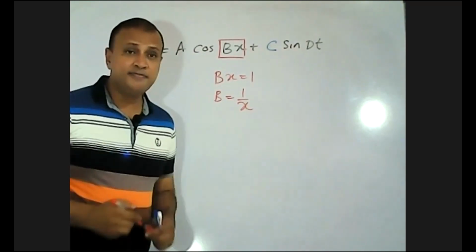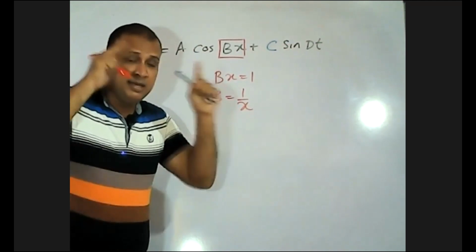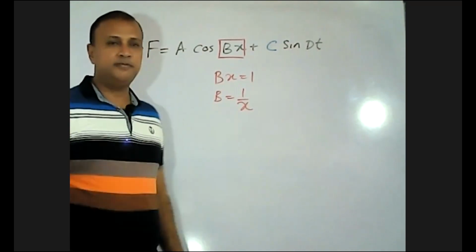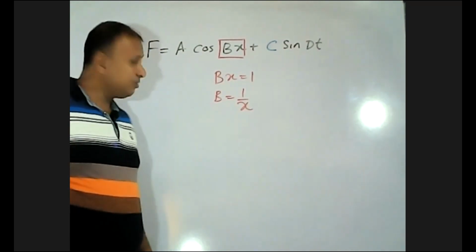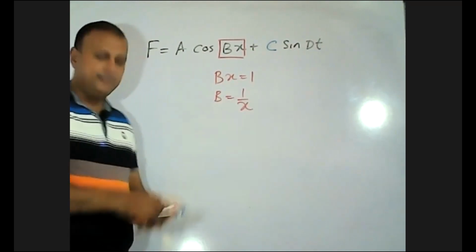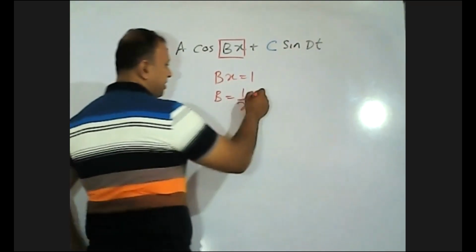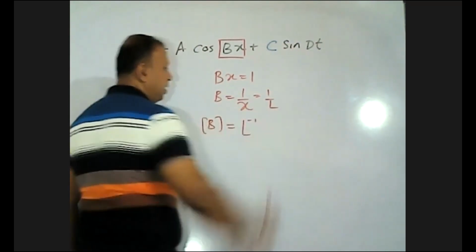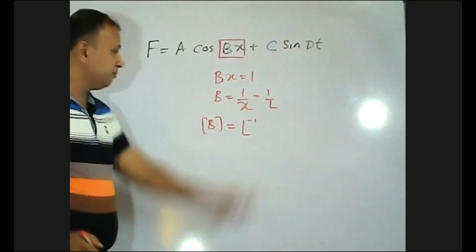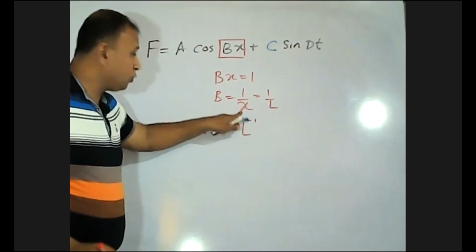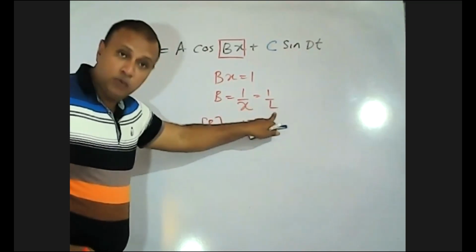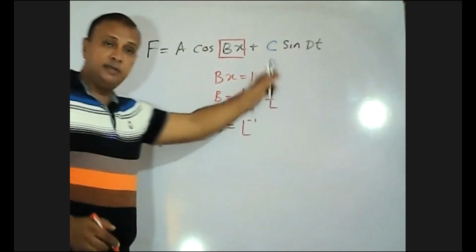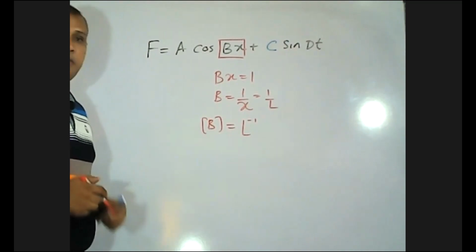Then you can apply the dimension. That means the dimension of B should be equal to the reciprocal of the dimension of x. Because x is a displacement, the dimension of x is L. Therefore, the dimension of B is L minus 1. We can bring that to the upper side, meaning the numerator, then it will be L minus 1.